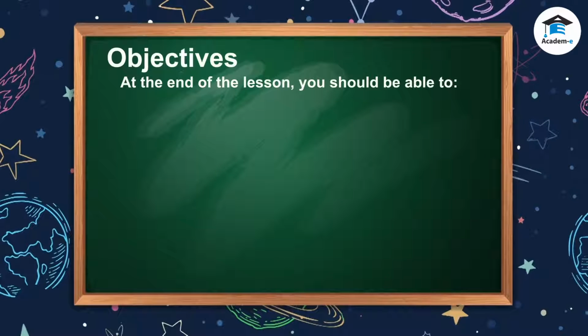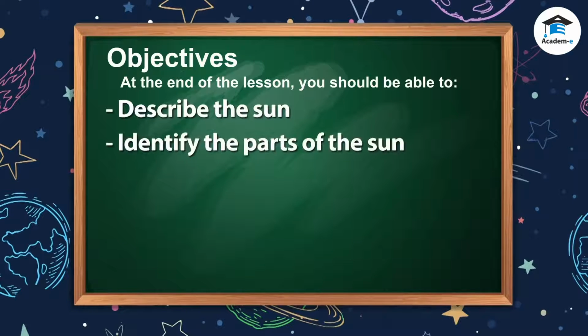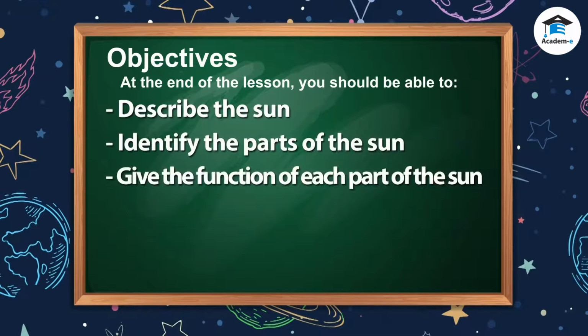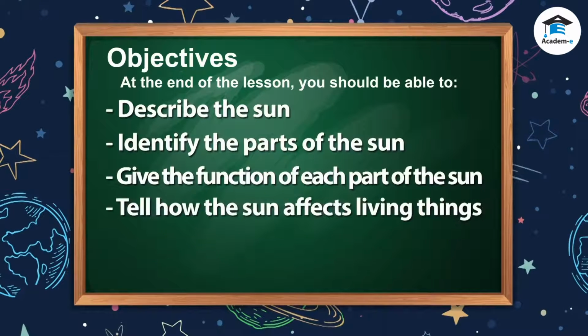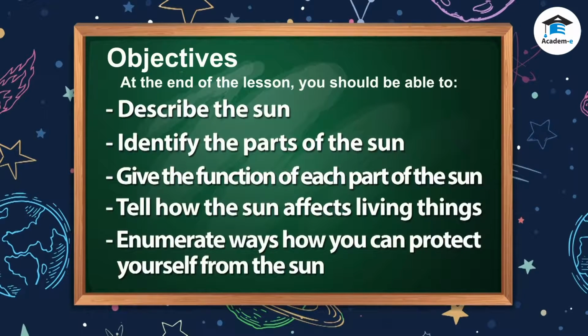Objectives. At the end of the lesson, you should be able to describe the Sun. Identify the parts of the Sun. Give the function of each part of the Sun. Tell how the Sun affects living things. And enumerate ways how you can protect yourself from the Sun.